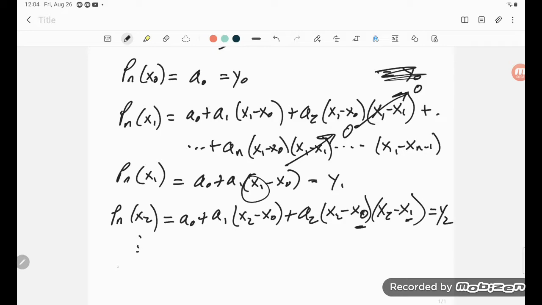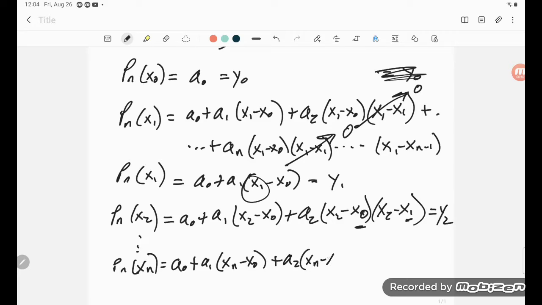And if you keep going that way and you get to Pn of xn, well, you're going to have your a0, you're going to have your a1, and you're going to toss in xn minus x0. You're going to have the a2 term.